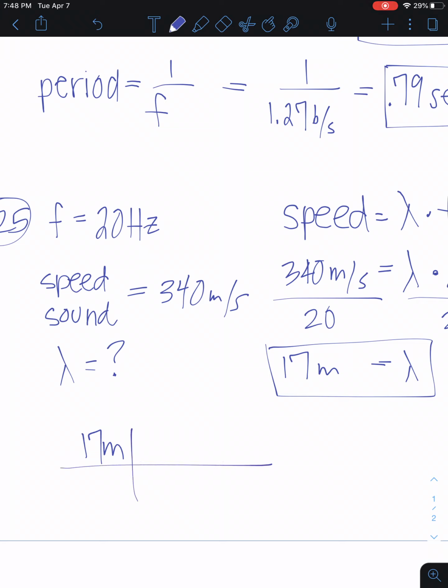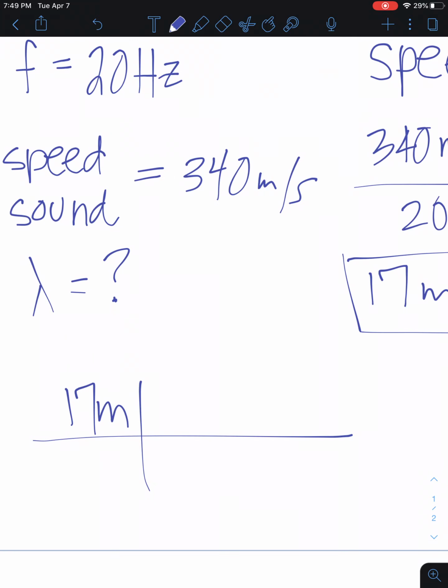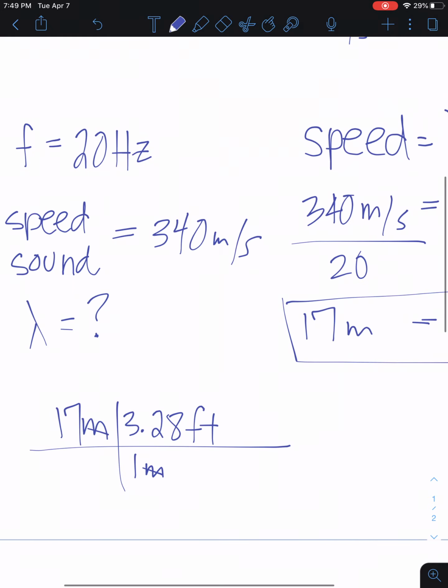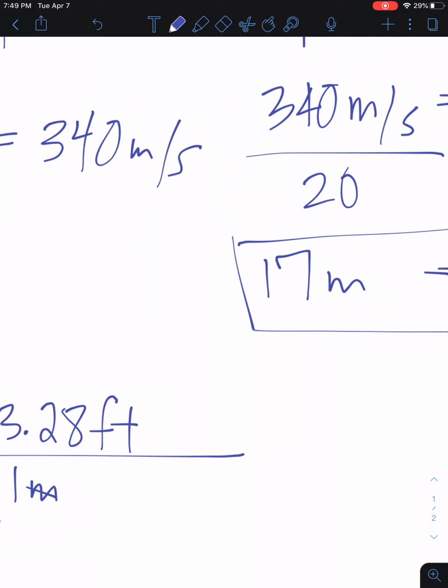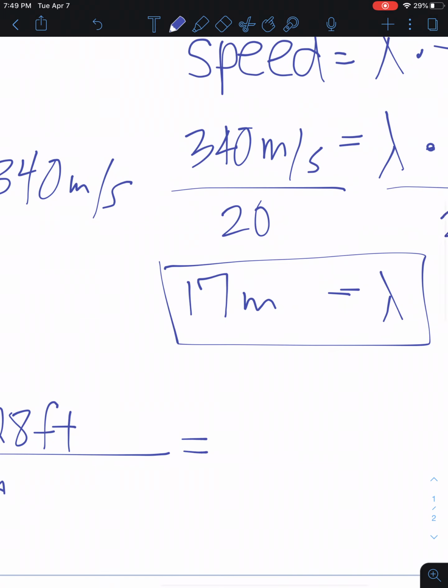17 meters. And we'll go and calculate this in feet. I don't know what it is. Meters to feet. 3.28. Okay, so 1 meter, 3.28 feet. So our meters cancel out. 17 times 3.28. 55.8 or 56. So we'll go 56 feet.